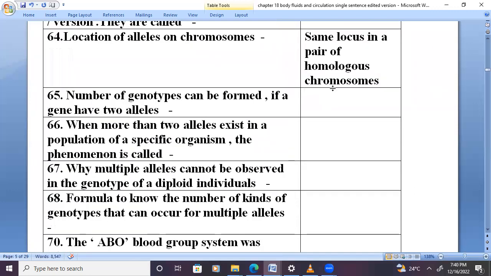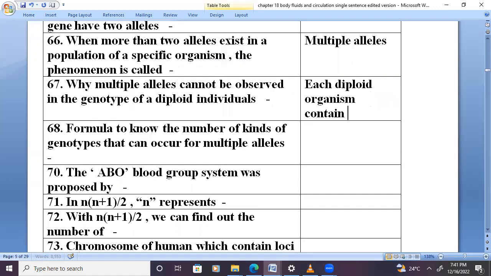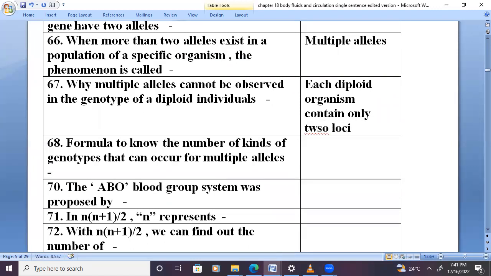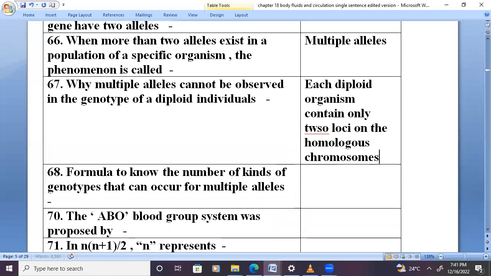The number of genotypes that can be formed if a gene has two alleles is 3. When more than two alleles exist in a population of a specific organism, the phenomenon is called multiple alleles. Why can multiple alleles not be observed in the genotype of a diploid individual? Each diploid organism contains only two loci on the homologous chromosomes.